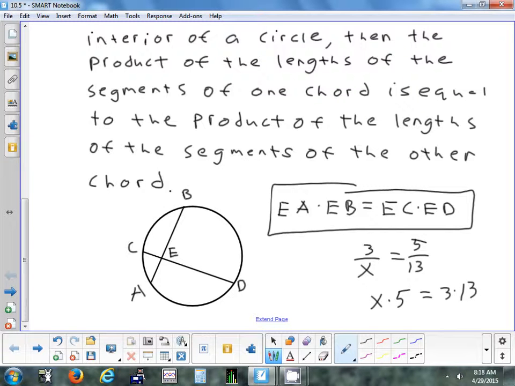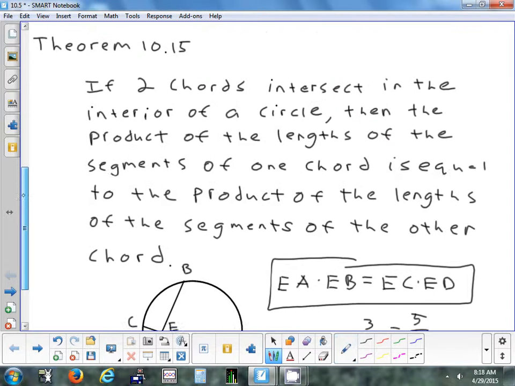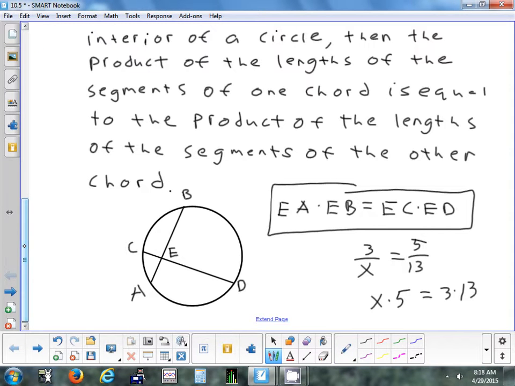This equation right here is very similar to what we have here. And in fact, the way we prove this theorem involves setting up a proportion and then cross-multiplying. So this is going to be, I think, the only proof we do today. But we are going to prove theorem 10.15.